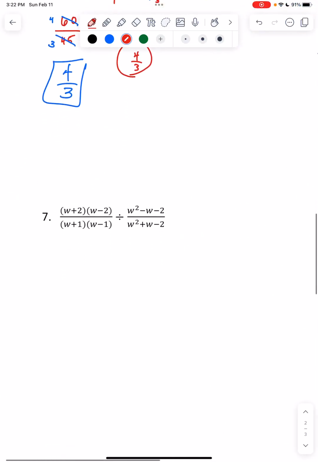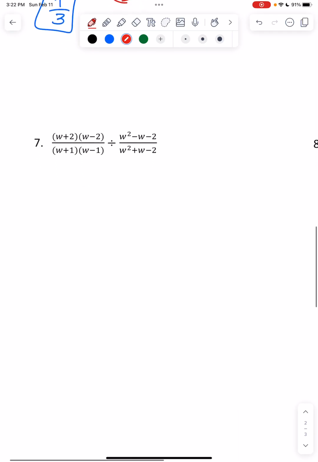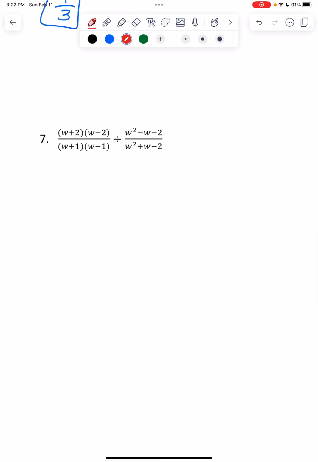All right? And then in number 7, okay, partially factored for us. First fraction is factored, second one is not. So let's factor this second one. So in the top, multiplies to -2 and adds to -1 would be -2 and +1. And then in the bottom, we would do multiplies to -2 and adds to +1 would be +2 and -1. So close to the same thing. So this guy would be w minus 2 and then w plus 1. And then this one would be w plus 2, w minus 1.